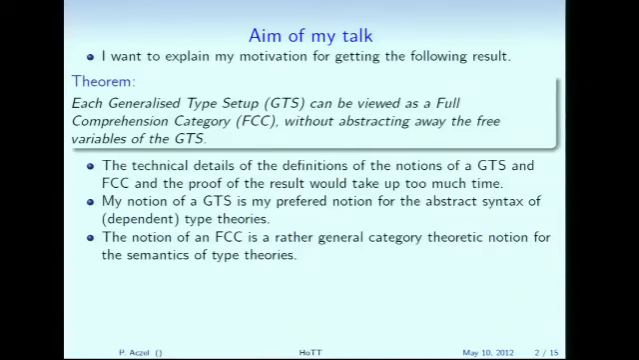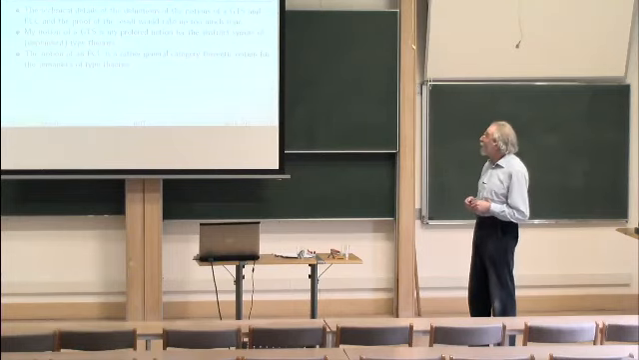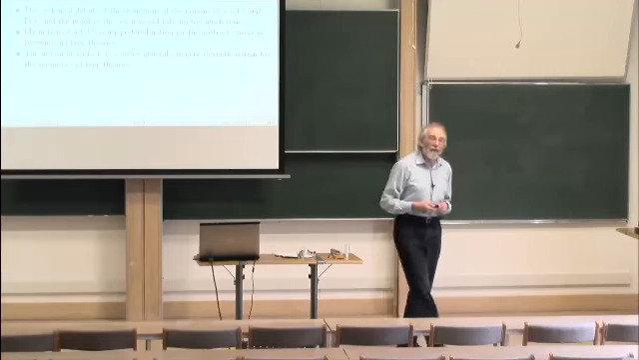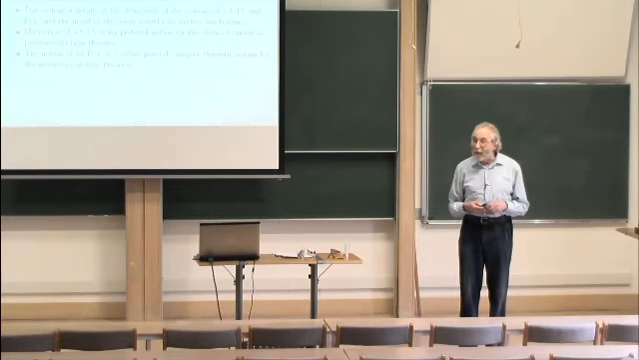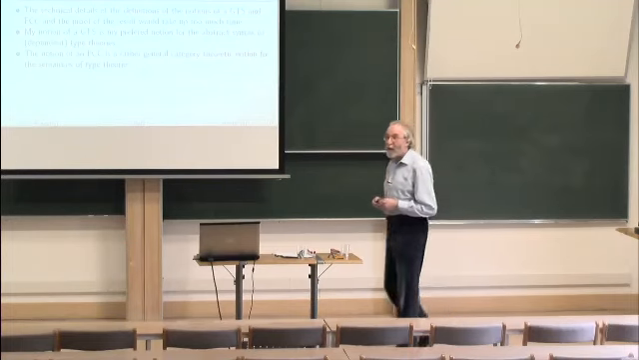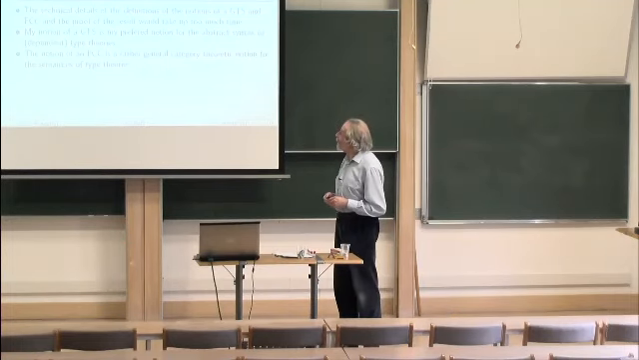The notion of an FCC, a full comprehension category, is a particular category theoretic notion. It involves a particular kind of fibration. Now, I'm not an expert on category theory or fibrations, and for that reason I had a hard time proving this theorem. If there are any category theorists in the audience, which I suspect there may not be, but if there were, they might be able to help me to find a better way of proving this theorem.